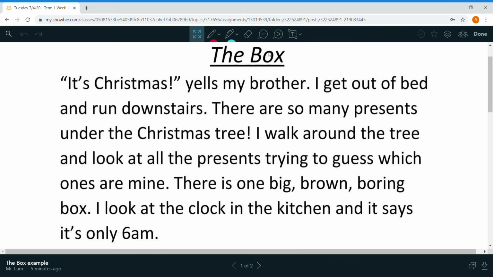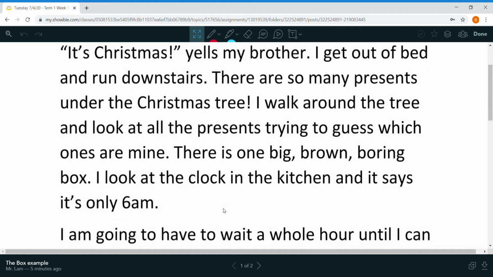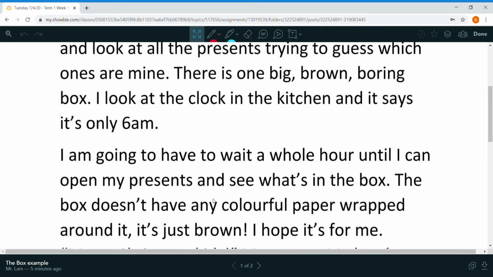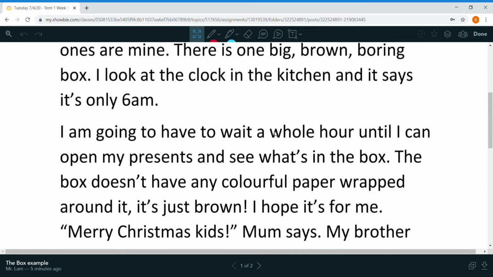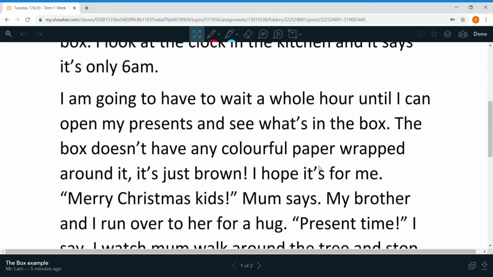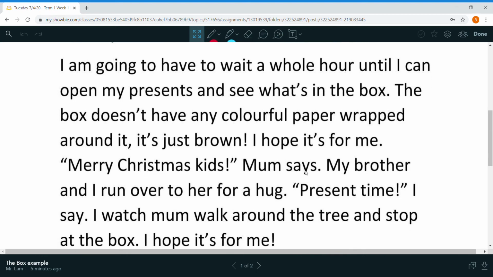The box. "It is Christmas," yells my brother. I get out of bed and run downstairs. There are so many presents under the Christmas tree. I walk around the tree and look at all the presents, trying to guess which ones are mine. There is one big, brown, boring box. I look at the clock in the kitchen and it says it's only 6 a.m. I'm going to have to wait a whole half hour until I can open my presents and see what's in the box. The box doesn't have any colourful paper wrapped around it. It's just brown. I hope it's for me.